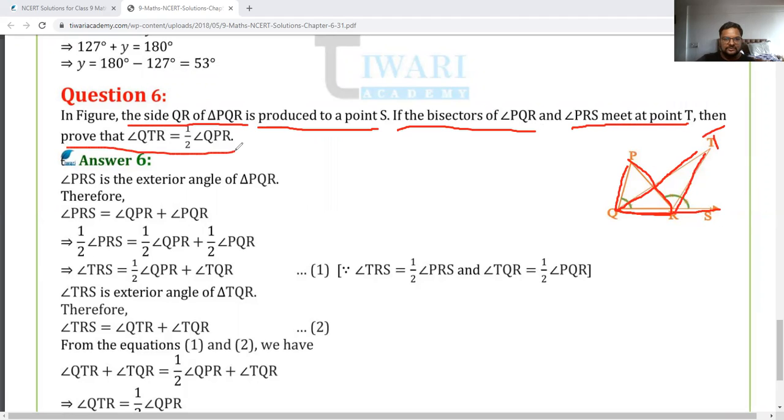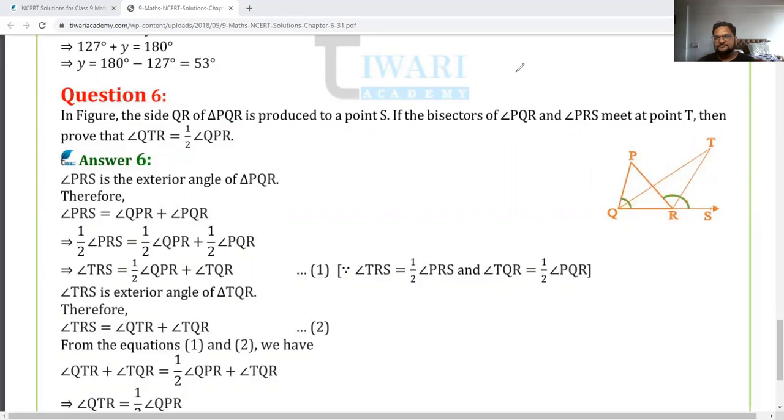Then we have to prove that angle QTR is half of the angle QPR. Suppose it is said that QTR is half. If this is 60, then this would be 30. That we have to prove. Let's start.